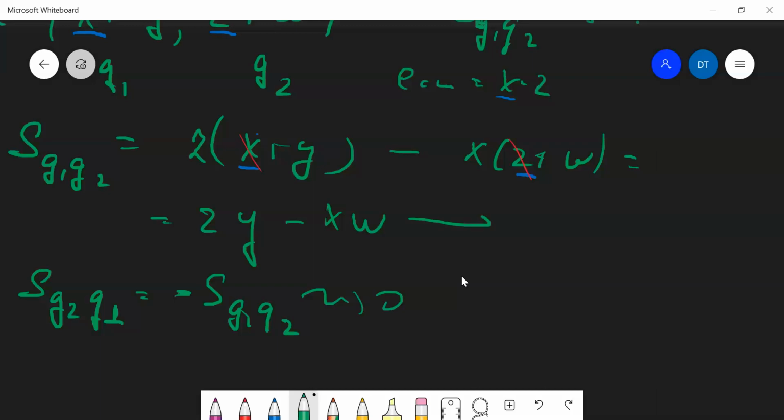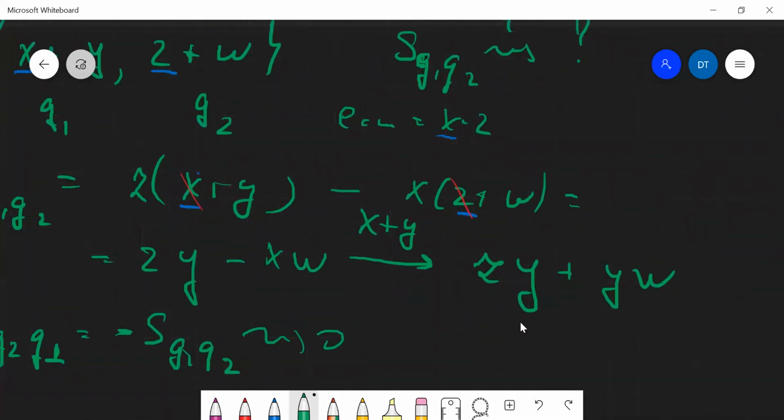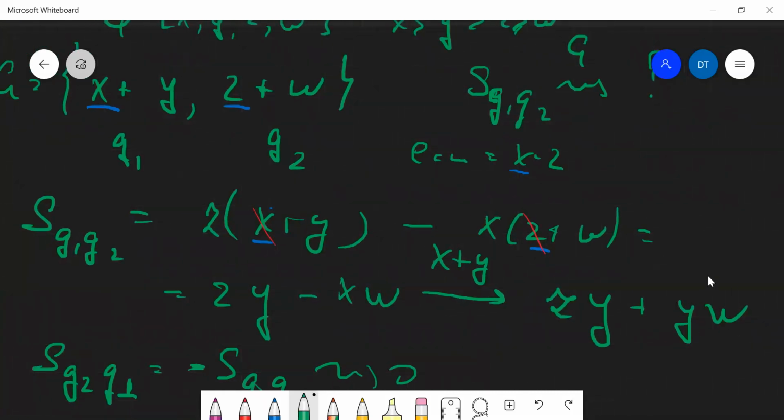So if we reduce the second, we use X plus Y. Okay, so how do we reduce? Well, it simply means that we replace X by minus Y. So the result will be this. I just multiply by W, this guy, and add to this expression, and the result will be this. And now, as you can see, I cannot reduce this term anymore because it's not divisible by Z or X.